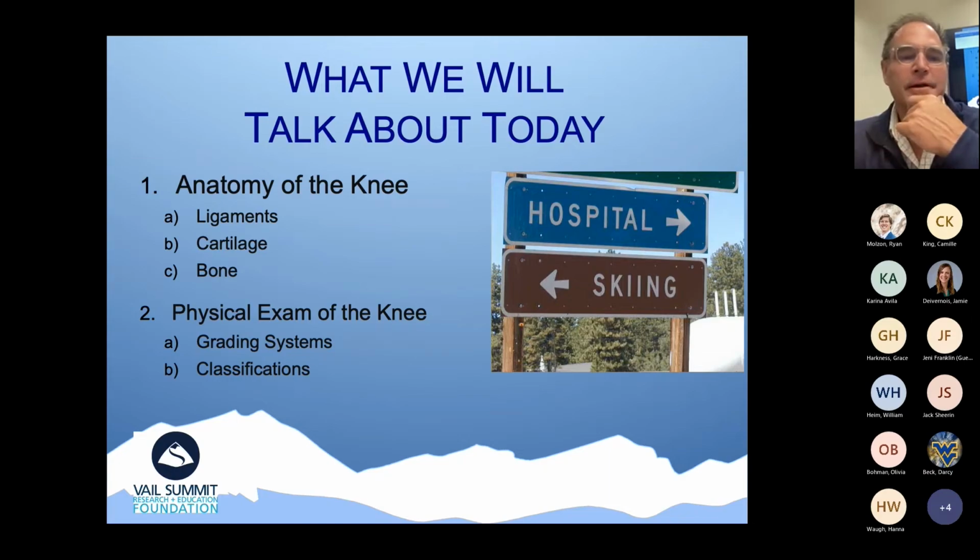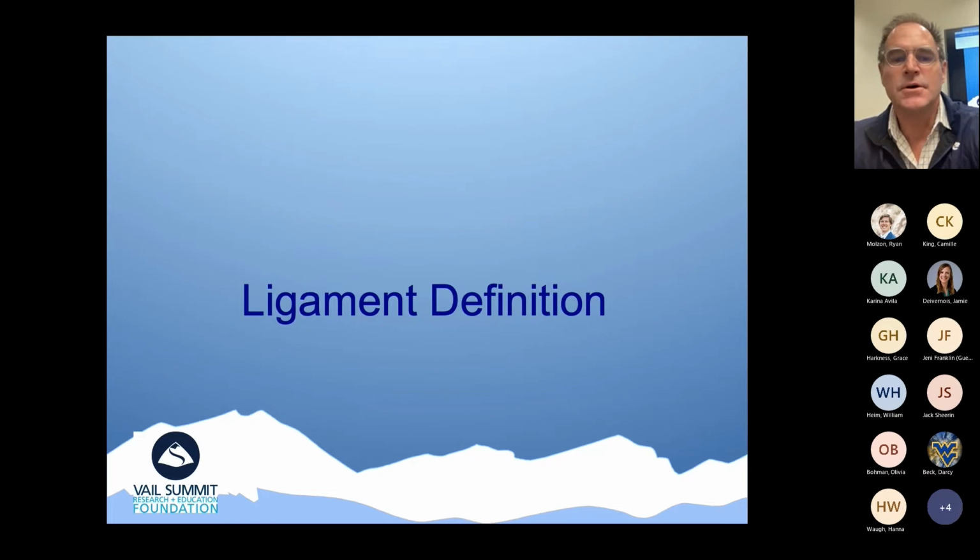Going to talk about today is anatomy of the knee, ligaments, cartilage, bone, physical exam of the knee, and then grading systems and classifications. So what is a ligament?